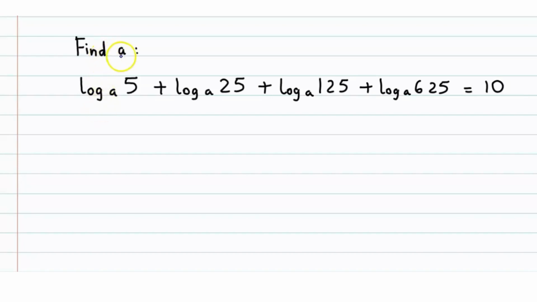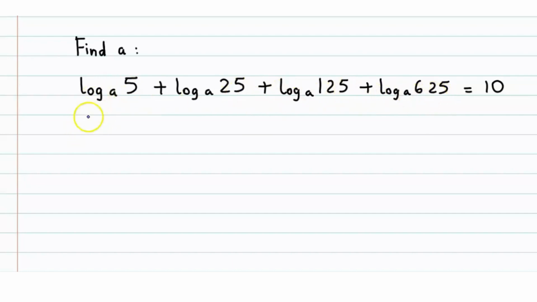The question is to find a, and the equation given is log 1 to the base a plus log 25 to the base a plus log 125 to the base a plus log 625 to the base a is equal to 10. Now if we observe these terms, 25, 125, 625, these are all powers of 5.